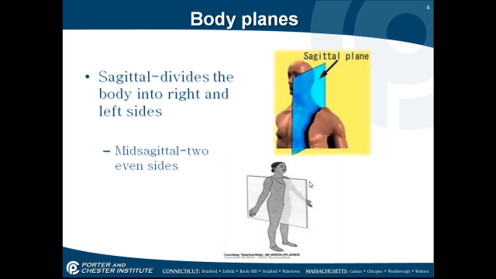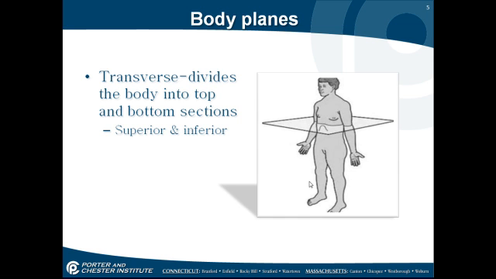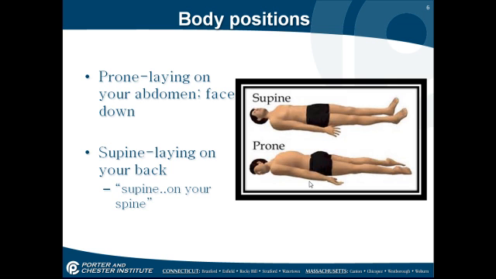Another plane that divides the body into right and left sides is a sagittal plane. And if that plane happens to run right down the middle and divide the body into 2 even sides, it's considered the mid-sagittal. Another plane or dividing plate is the transverse body plane. And this is going to divide the body into top and bottom sections. The top section is called superior, and the bottom section is called inferior. And this isn't just the human body as a whole, but any organ in the human body that we're talking about will be divided by these imaginary boards or these planes.